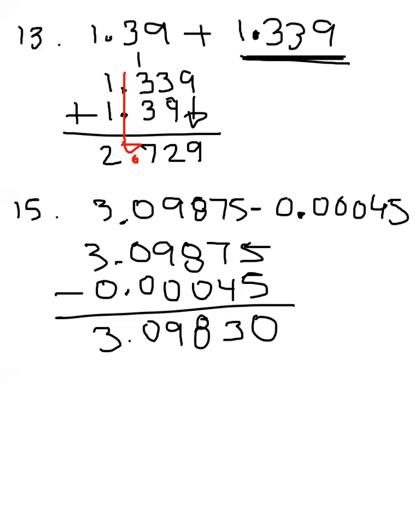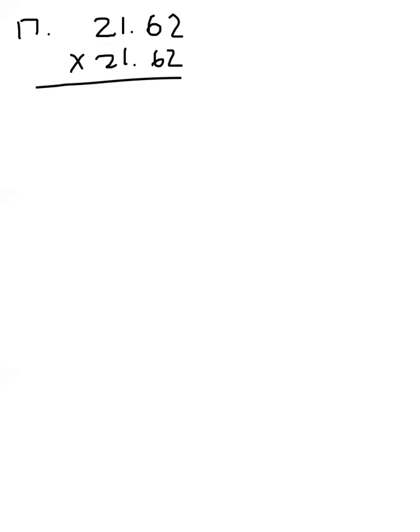Number 17. Here it's telling us to multiply the following decimals and round to the nearest hundredths place. Okay, so once we've multiplied, we want to round to our hundredths place. So number 17 is 21.62 times 21.62. And in multiplication, we don't worry about where the decimal is in this situation. The decimals are aligned because the numbers are the same. But we just have to know the place value.